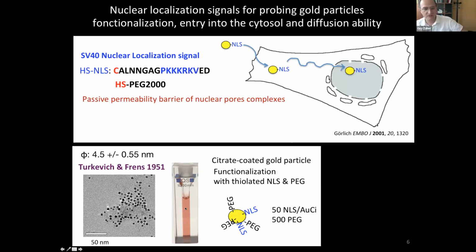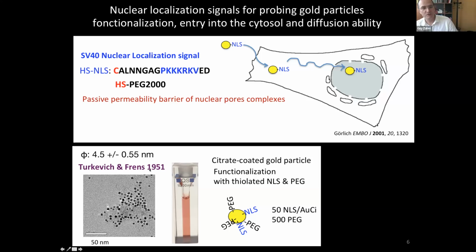So they are made with citric acid. This is a common kind of gold particle. Here we just equip them with peptides that are nuclear localization signals. Basically, if you put them inside the cell, they should get through the nuclear pore inside the nucleus.